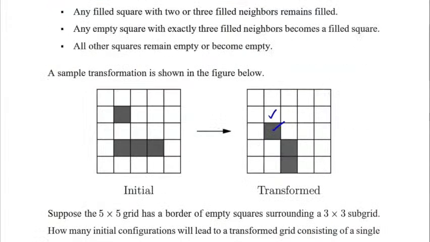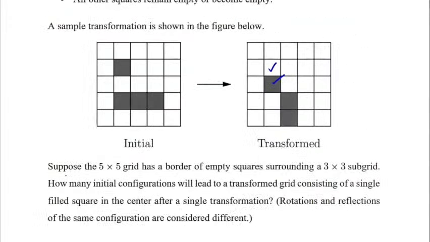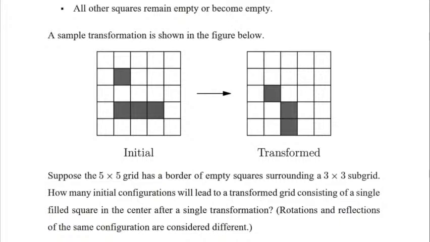Let's analyze the rest of the problem. Okay, let's erase these parts. Then the problem says, suppose the 5x5 grid has a border of empty squares surrounding a 3x3 subgrid. Okay, how many initial configurations will lead to a transformed grid consisting of a single filled square in the center after a single transformation? Rotational reflections of the same configuration are considered different.